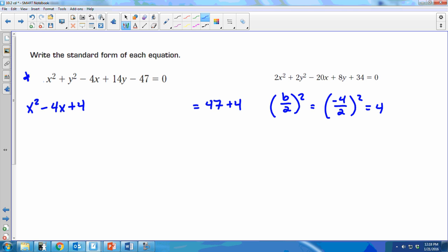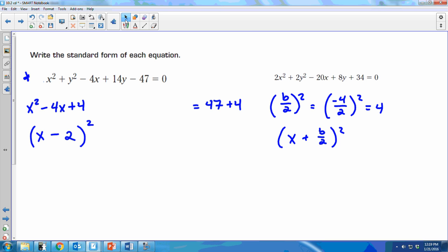If I'm going to factor the x part, we said that that's x plus b divided by 2 squared, or two numbers you can multiply to get 4 that have to add to negative 4. So what is this going to be when it's factored? X minus 2 squared. Right? B was negative 4, divided by 2 is negative 2. So x minus 2. Okay.